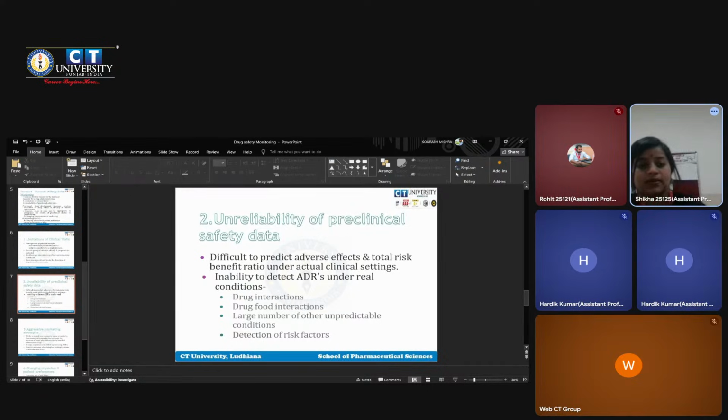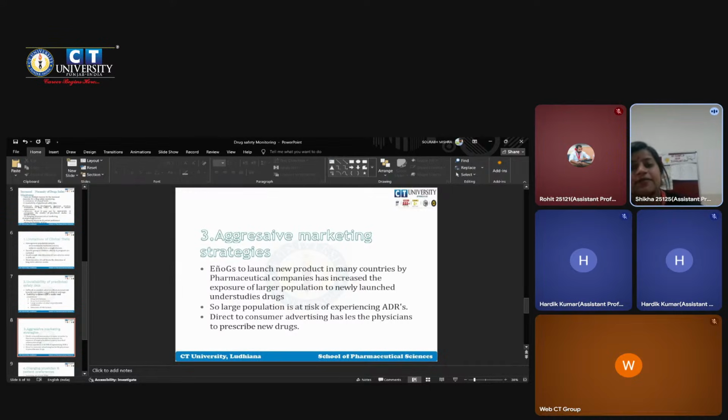So next, the third one, is aggressive marketing strategies. New products launched in many countries by pharmaceutical companies have increased the exposure of a larger population to newly launched, understudied drugs. So a large population is at risk of experiencing ADRs. Direct to consumer advertising has led the physician to prescribe new drugs.